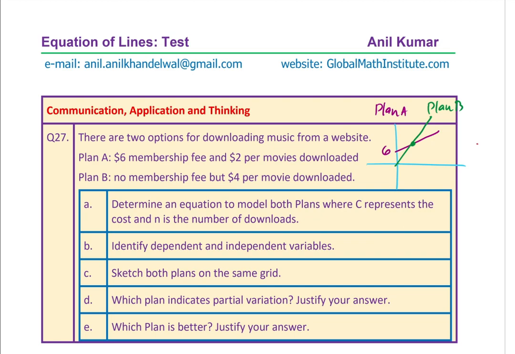Write the equation, and the variable which goes on the x-axis is the independent variable, y is dependent. So in this case, as you have seen, cost c is the dependent variable, and the independent is the number of downloads, which is n. So we have already given the variable names n and c. So you should write the equation in terms of n and c and then answer these questions. Clear?